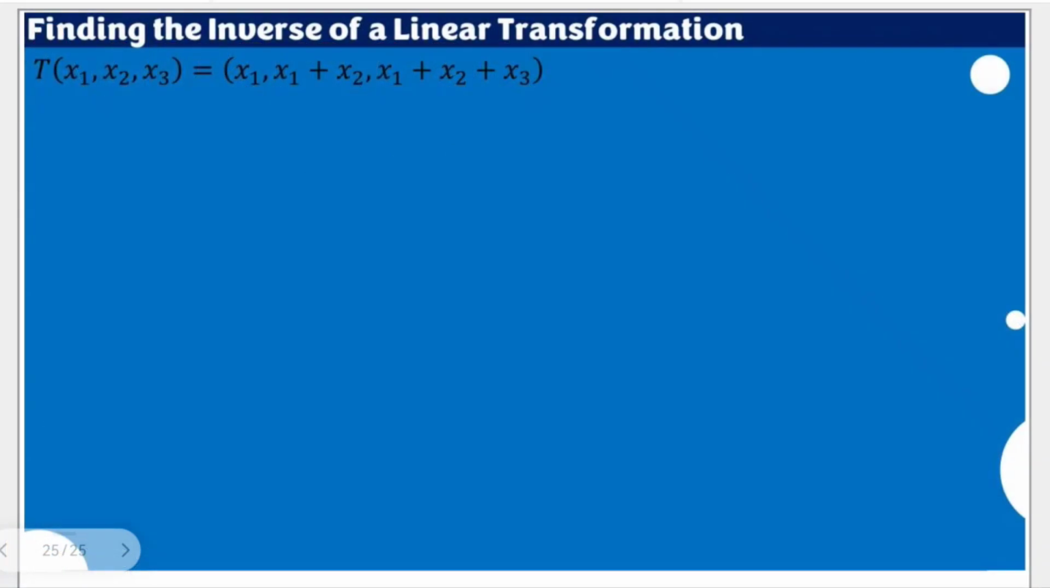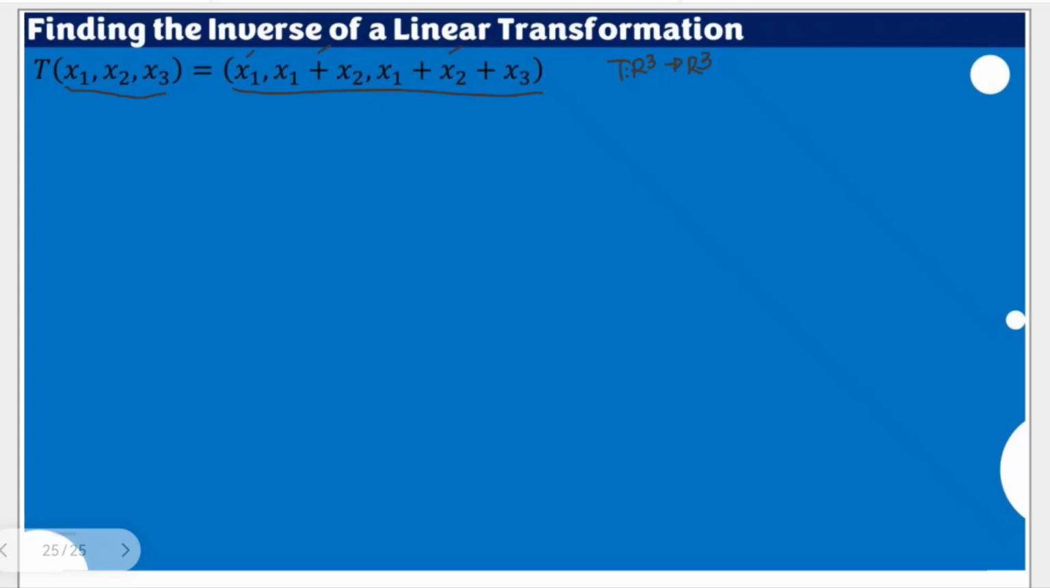We are still in finding the inverse of a linear transformation, but this time we are going to have a linear transformation from R3 to R3. We can see that because we have here three components of our vector, and the resulting vector after the linear transformation also has three entries. So since this is a linear transformation from R3 to R3, we need to understand that the standard matrix we're going to use later is also a 3 by 3 matrix.